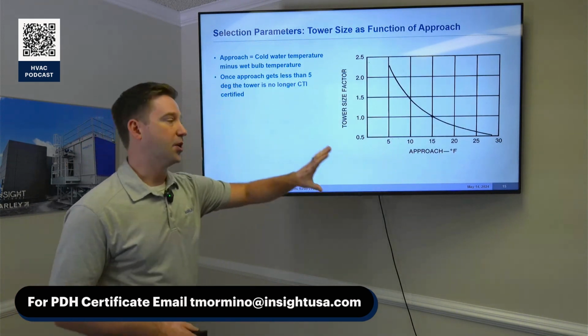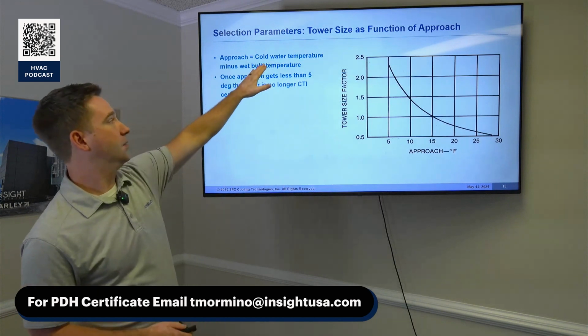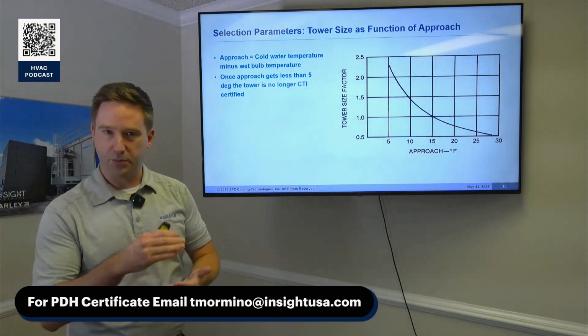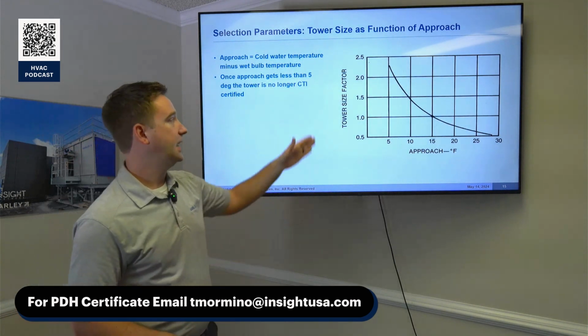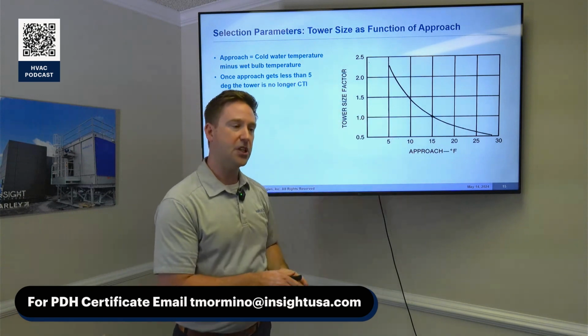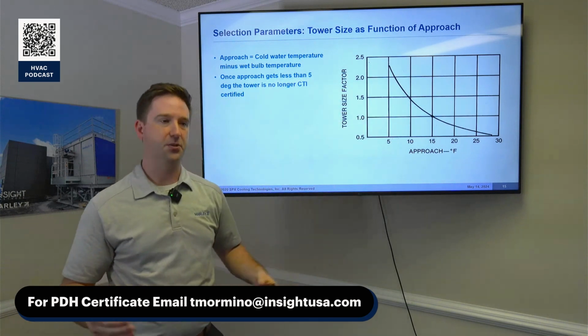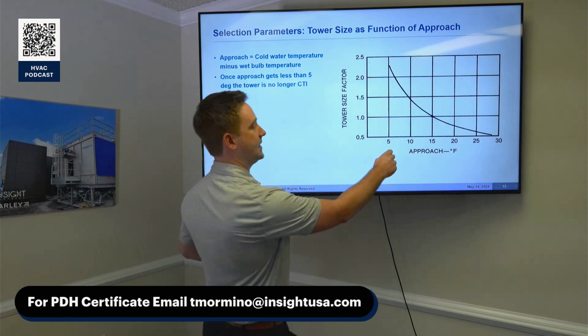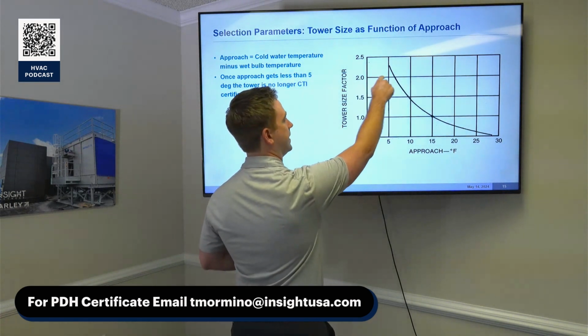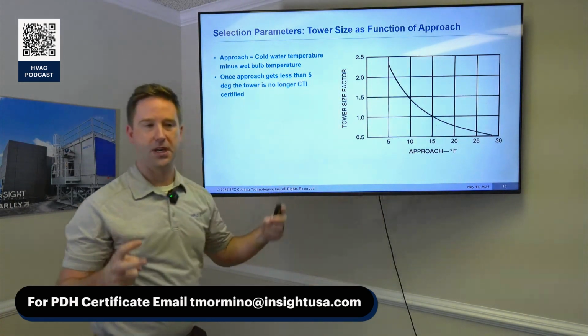Now kind of looking at your approach, remember, it's the difference between your cold water temperature and your wet bulb temperature, and your tower size. So typically in an HVAC system, you might see that 7-degree approach coming up here, and you see it's like a 2.0 tower size factor.